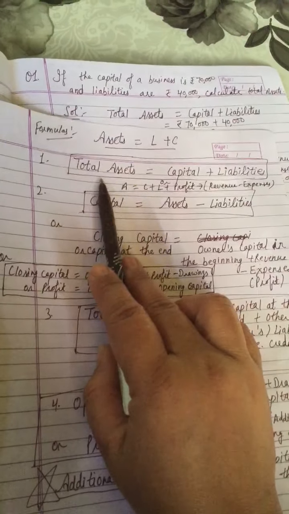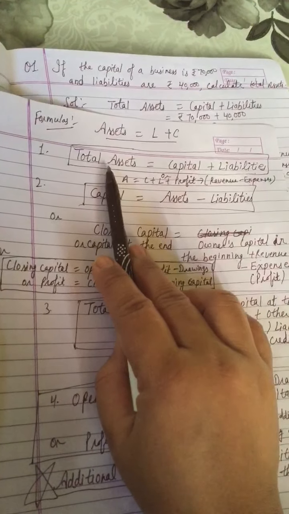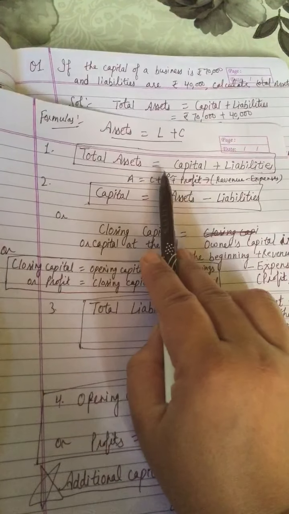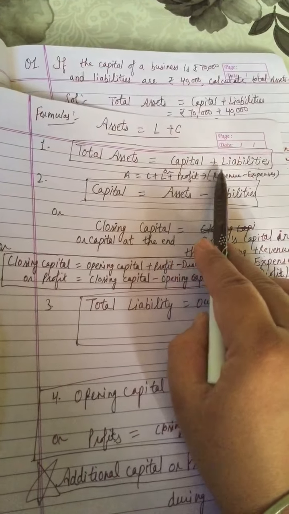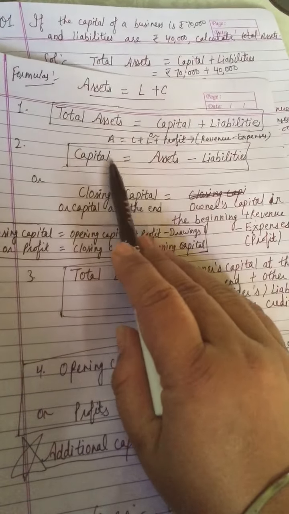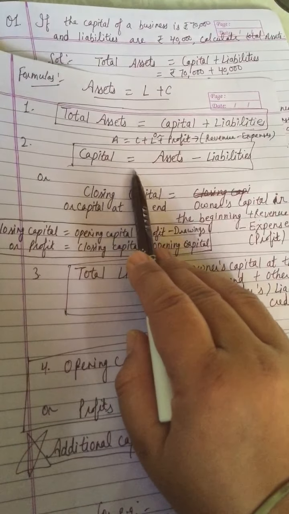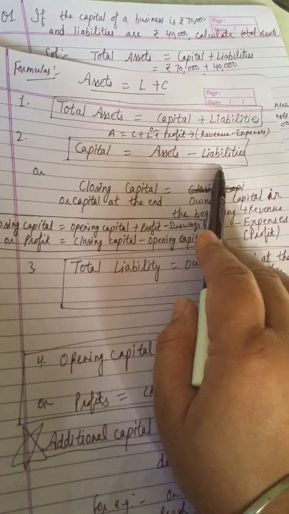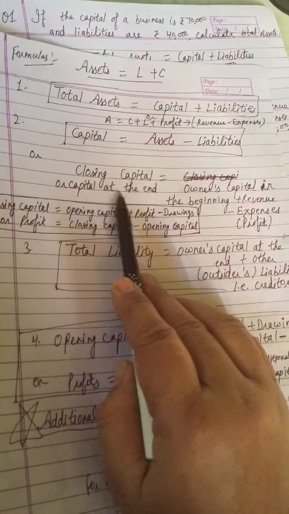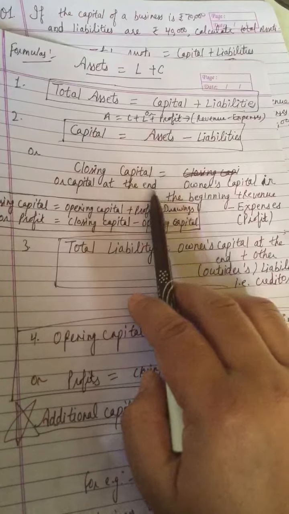As we know, assets are equal to capital plus liabilities. So if we have to calculate total assets of the firm, then total assets is equal to capital plus liabilities. And capital, if we have to calculate capital of the firm, then capital equals assets minus liabilities, or closing capital. Closing capital means capital at the end. At the end means that is 31st of March.